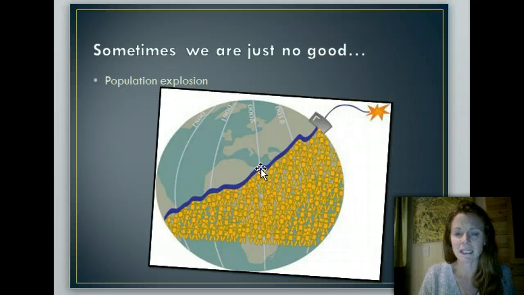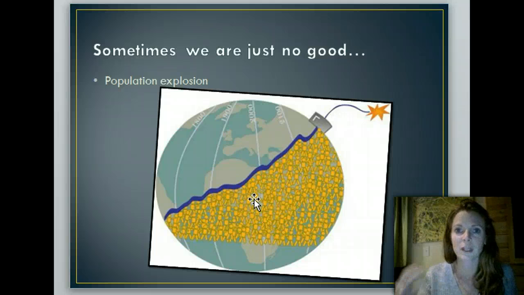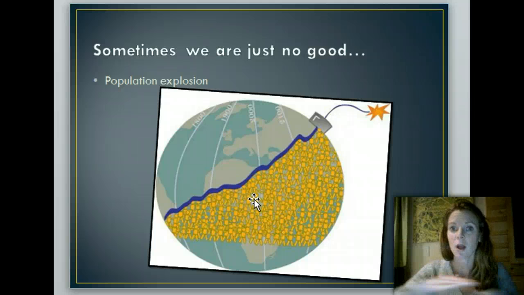Not so good, okay? Sometimes I think we're just not so good because we just don't take care of things the way we should. So population explosion is something that's mentioned in your unit, that basically because of this huge population that we are contributing to on a daily basis, now there's more need for water, and it's not like our water source has become greater with our population. Our population has grown, our water has stayed the same. So now we're kind of in competition for water, okay?